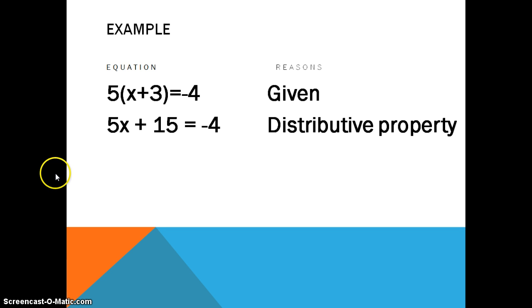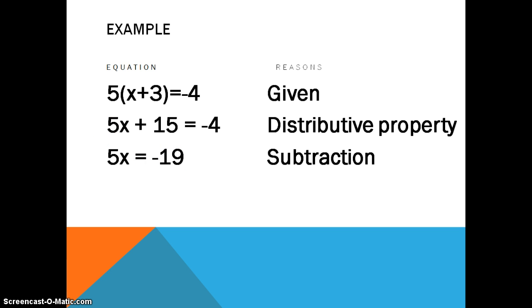Next step in solving this equation, I need to get rid of this positive 15, so I'm going to subtract 15 from both sides to get 5x is equal to negative 19. My reason for that was subtraction. And then finally, to solve for x, I need to divide by 5 on both sides, which is going to give me negative 3.8. Now you could leave it as a fraction of negative 19 over 5, but since this comes out to a clean decimal, that's why I wrote it as a decimal. So the last step was division.